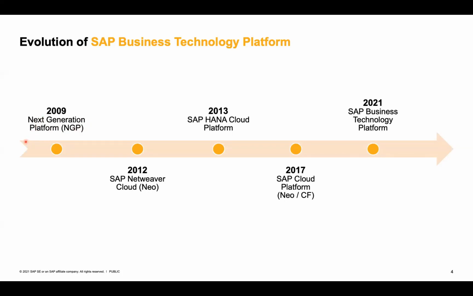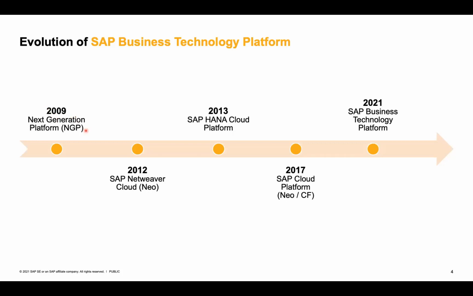Why Next Generation? Because until that point in time, there were some other platform elements, like the NetWeaver server platform. But SAP was not there yet in the cloud world. This next generation platform was the first attempt to get more into the direction of becoming a cloud company, and to also have a common platform running in the cloud to provide applications and services.